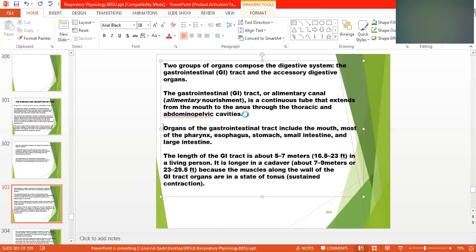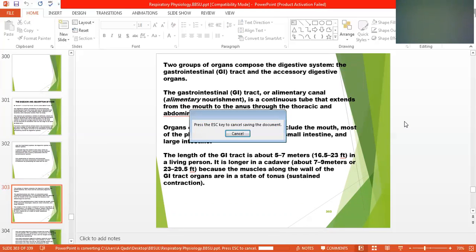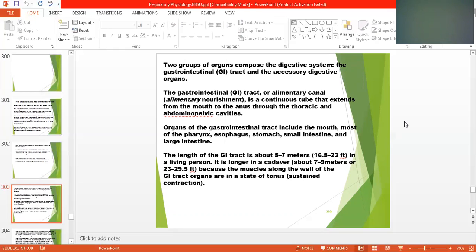Two groups of organs compose the digestive system: the gastrointestinal tract and the accessory digestive organs. The gastrointestinal tract, or alimentary canal, alimentary meaning nourishment, is a continuous tube that extends from the mouth to the anus through the thoracic and abdominopelvic cavities. Organs of the gastrointestinal tract include the mouth, most of the pharynx, esophagus, stomach, small intestine, and large intestine.